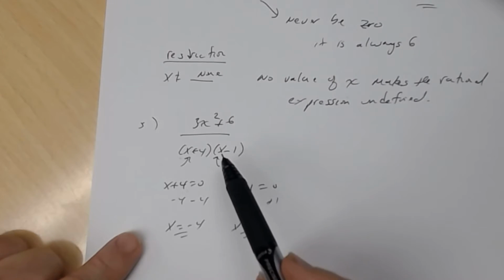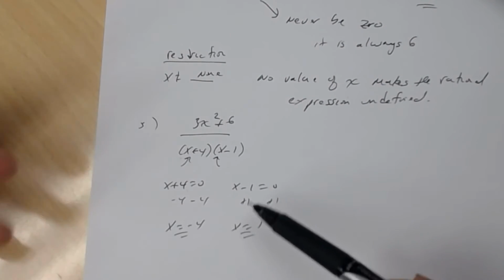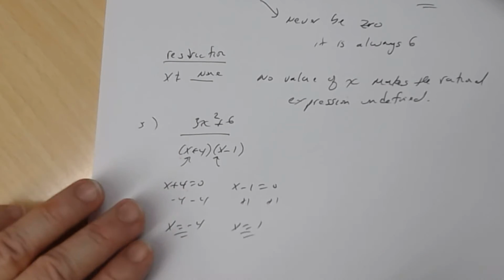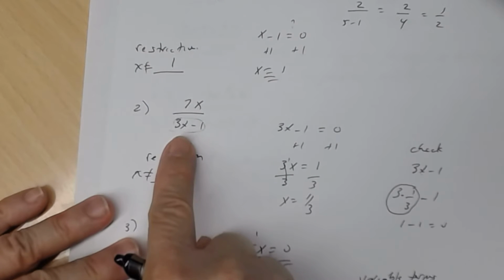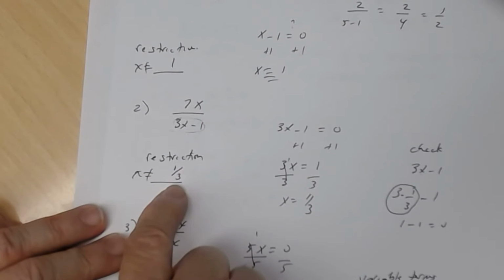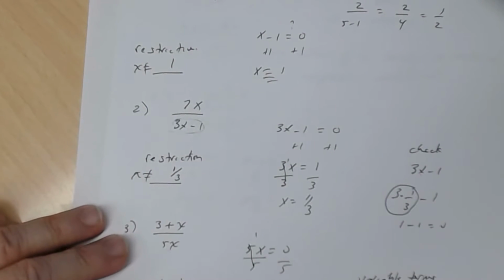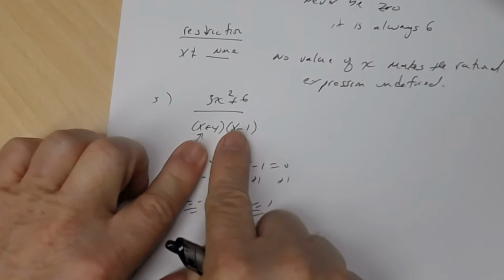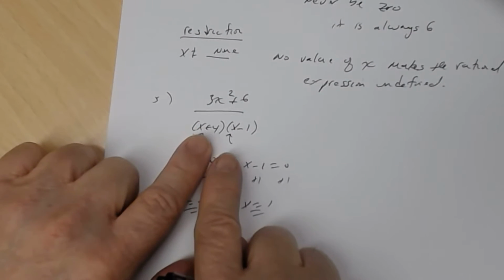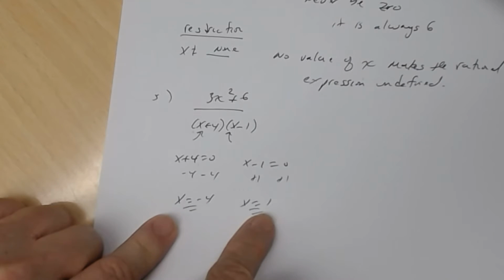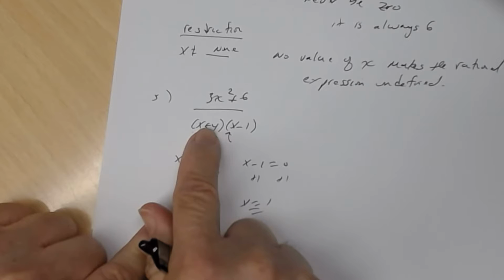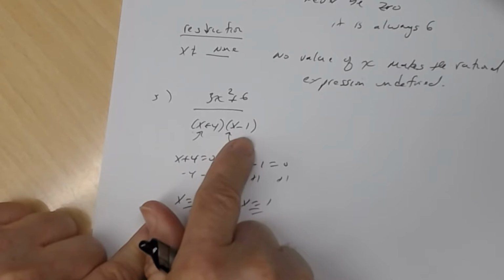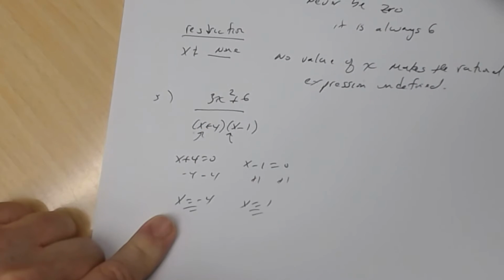So next semester, when you look at this in terms of a graph, you're going to notice something different about this versus, let's say, number 2, where there was only 1 restriction. In number 3, there are 2 restrictions. One is negative 4, and the other one is 1. Because if I let x be negative 4, what's negative 4 plus 4? Well, it's 0. What's negative 4 minus 1? It's negative 5. 0 times negative 5 is still 0. So I get 0 down here.